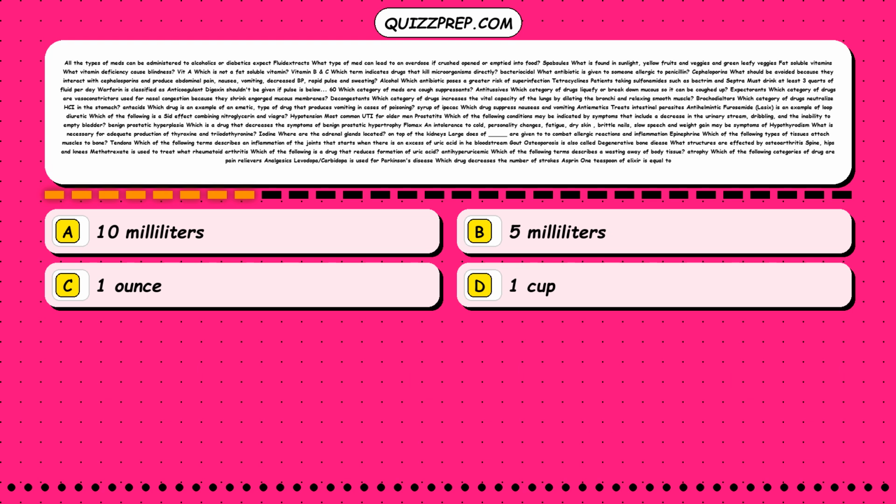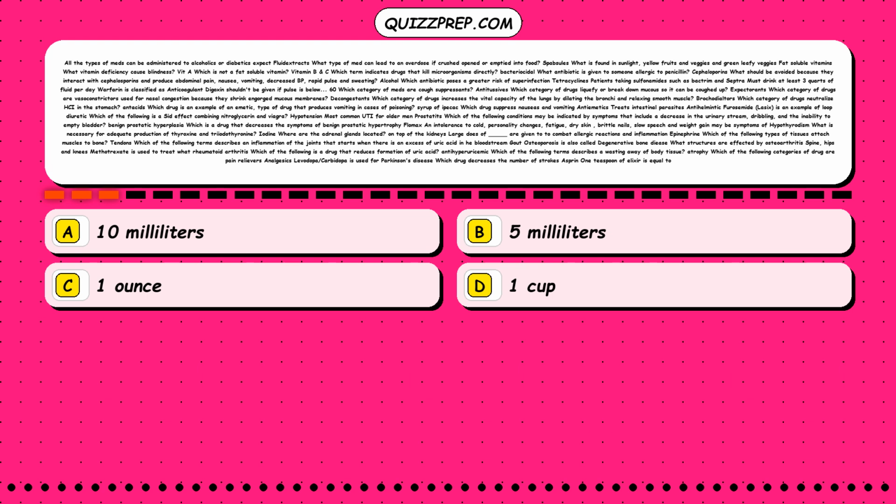Where are the adrenal glands located? On top of the kidneys. Large doses of blank are given to combat allergic reactions and inflammation. Epinephrine. Which of the following types of tissues attach muscles to bone? Tendons. Which of the following terms describes an inflammation of the joints that starts when there is an excess of uric acid in the bloodstream? Gout. Osteoporosis is also called degenerative bone disease. What structures are affected by osteoarthritis? Spine, hips, and knees. Methotrexate is used to treat what? Rheumatoid arthritis.